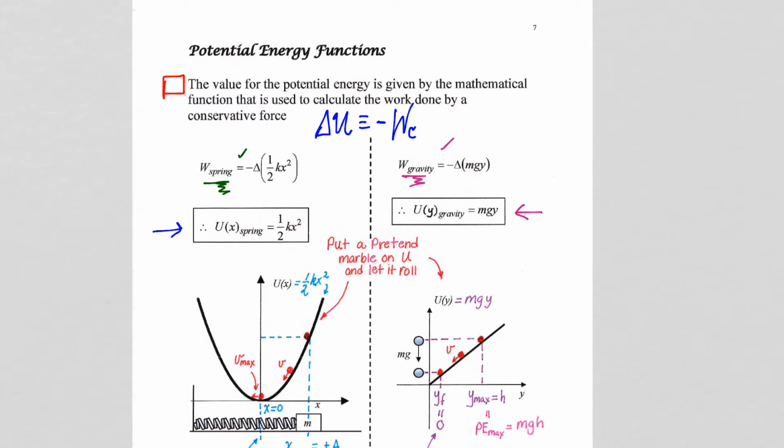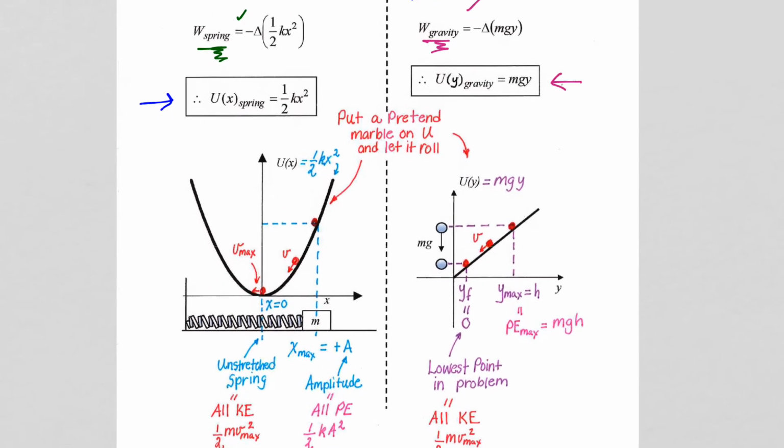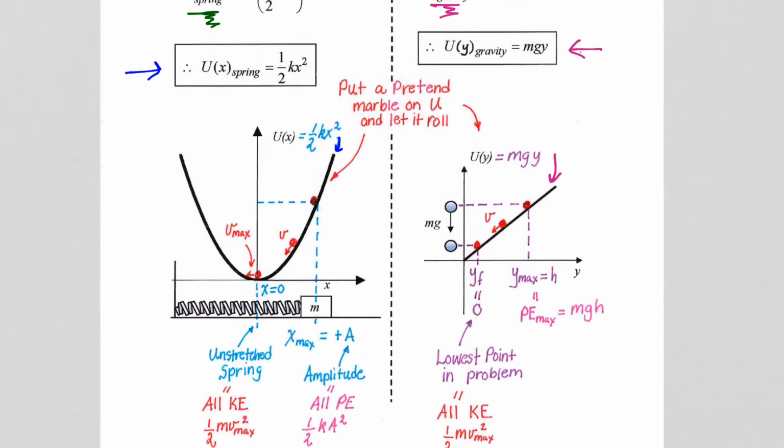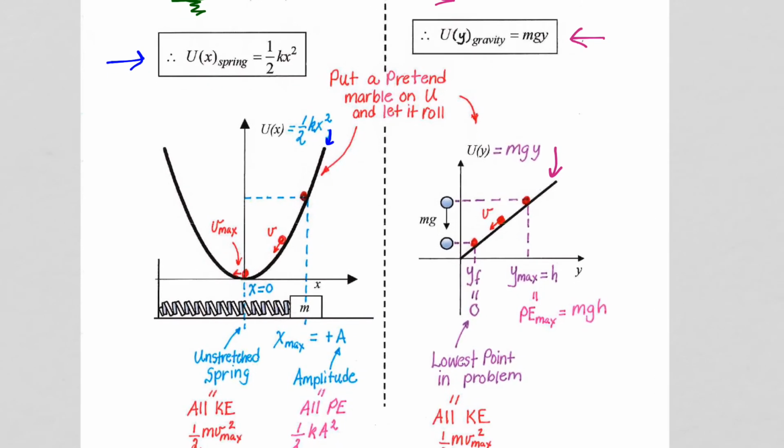Now, the graphical representations are shown here. The 1/2 kx squared is a quadratic, so that is why this one is drawn as the quadratic, and the mgy is linear. The most important thing that you walk away with from this page of notes is this notion of the analogy between a marble rolling on these potential energy functions and the actual system that they describe.